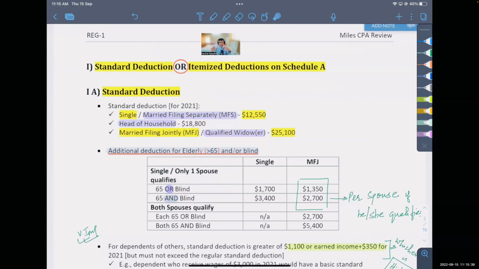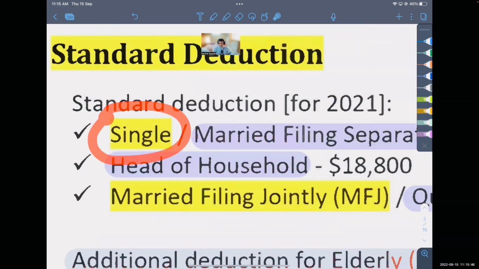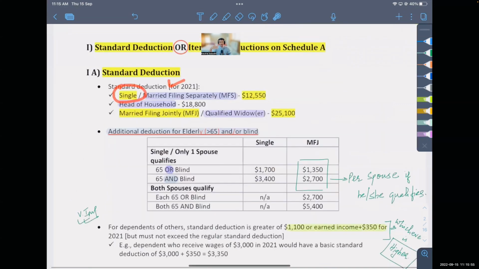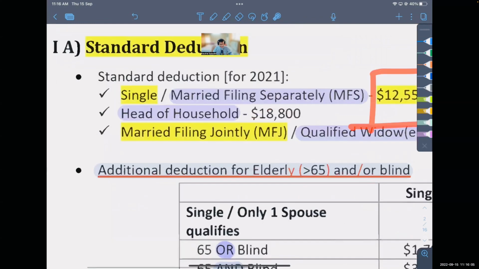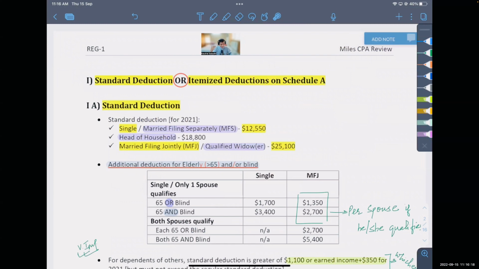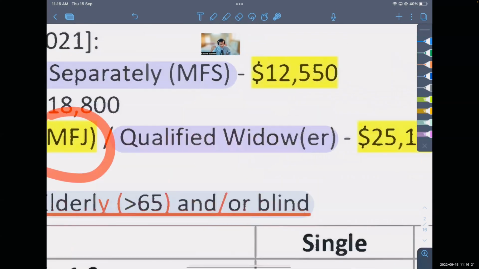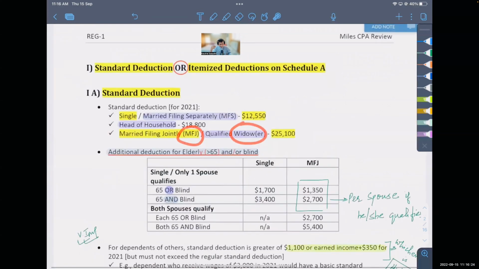Now, depending upon the status of the taxpayer, if the taxpayer is an individual, that's where we come across these deductions. So if he is single, or he has an MFS status, that is married filing separately, then the person can claim $12,550 of deductions. Let's say his status is head of the household, then he can claim a deduction of around $18,800. That's a flat deduction, straight away going to be deducted from the AGI. If you are married filing jointly, having an MFJ status, or if there is a qualified widow or widower, then you have $25,100.